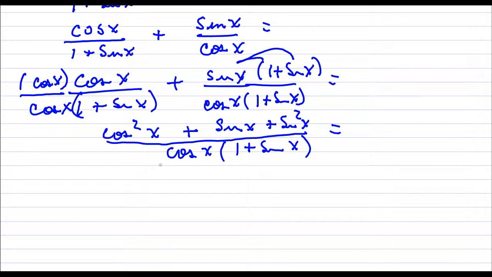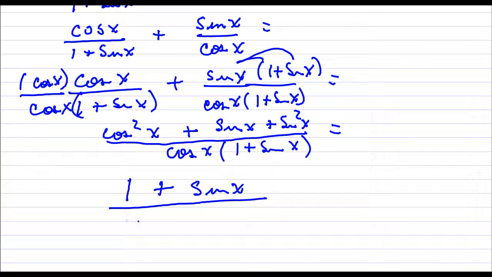Okay, so what I see now is I see sine x squared plus a cosine x squared. That's the Pythagorean identity, so that's going to be equal to 1. Sine x squared plus cosine squared x is the same thing as 1 plus sine x, everything divided by cosine x times 1 plus sine x.